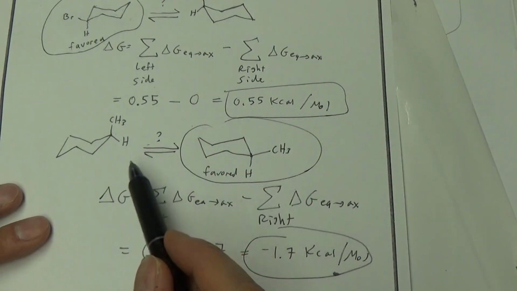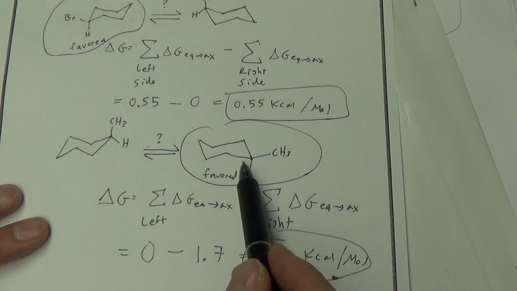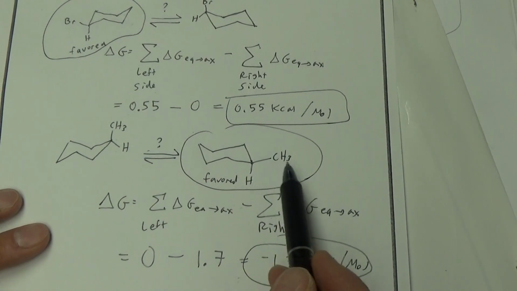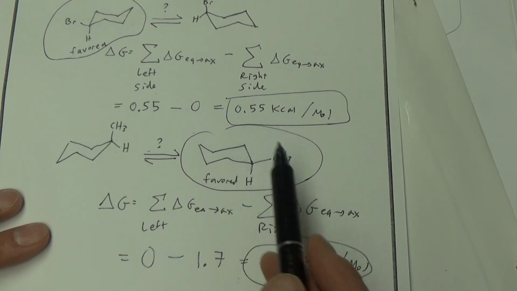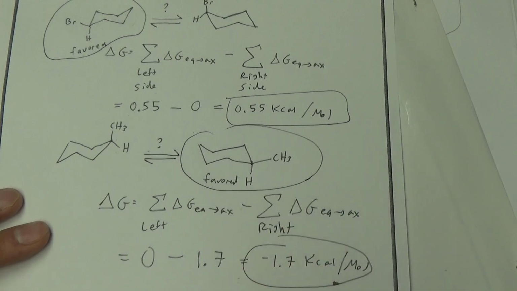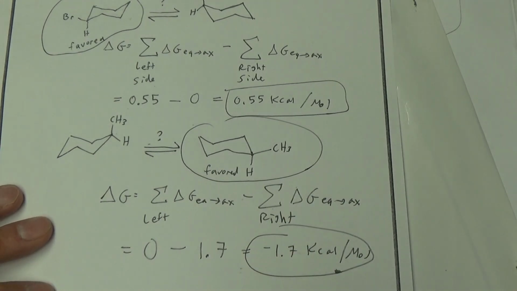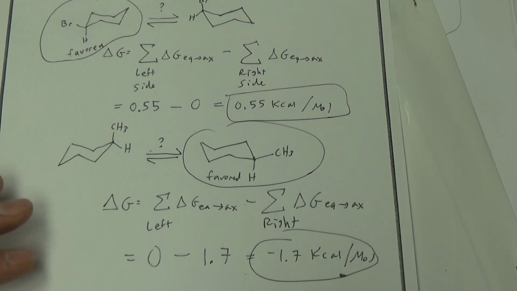So this is totally favored. We get a negative delta G, it's right side favored, and of course equatorial is more stable, so yes, it's totally going to be favored on the right. That's so easy. The book does not present it this way. I don't like the way the book does it. We'll try a couple more.